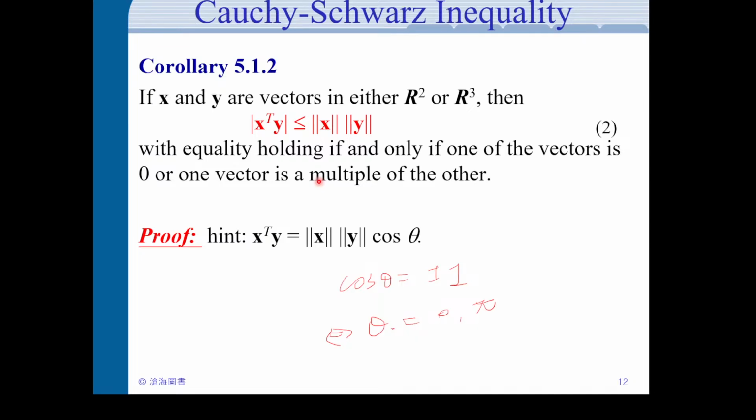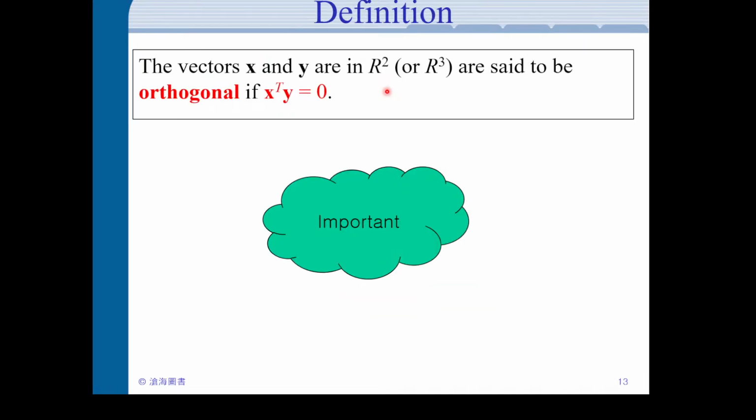Okay, so that's Cauchy-Schwarz in R2 and R3, and then finally we have orthogonal. Orthogonal, as we say, is just theta equal to pi over 2. So when we have two vectors orthogonal, that's when theta equals pi over 2, which goes to cosine theta equal to 0, and this will be x transpose y equal to 0.